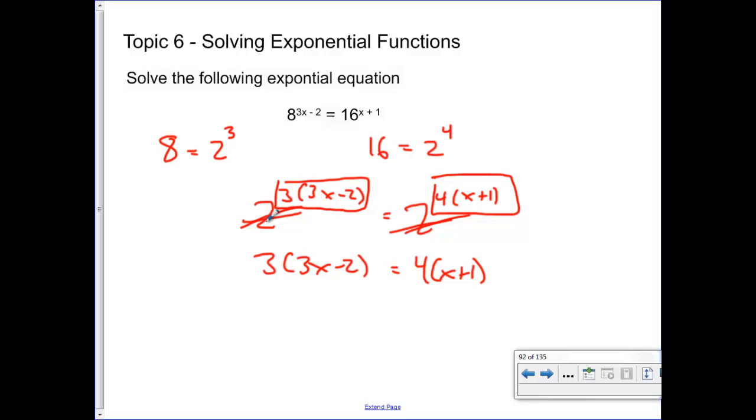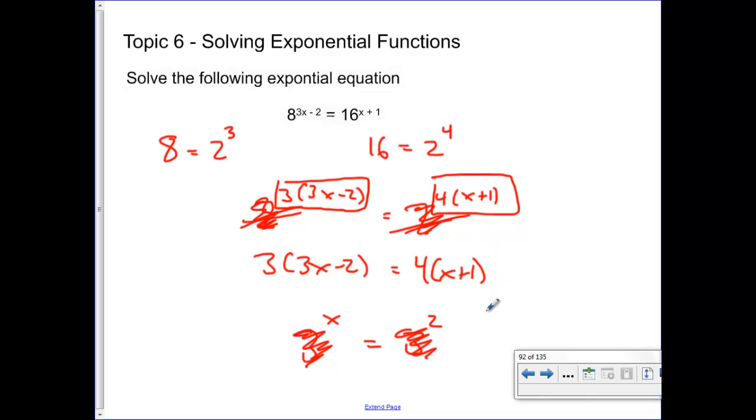This guy has a base of 2. This guy also has a base of 2. Cancel the bases. Why not? What if I gave you 3 to the x equals 3 to the 2? What's x going to be? 2. Why? Well, cancel this 3. Cancel this 3. Look, x equals 2. So what I've done here is I've canceled the 2's.